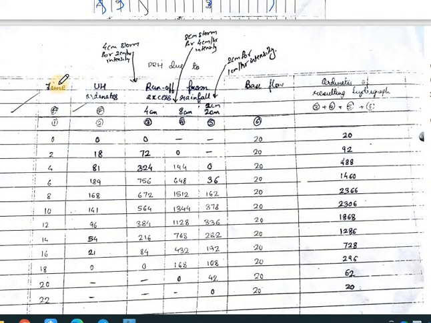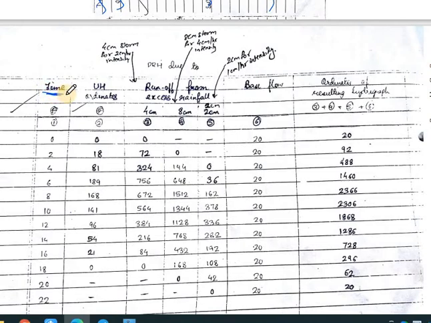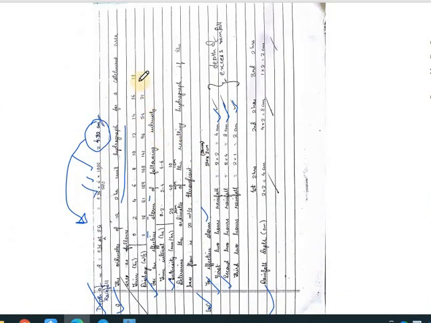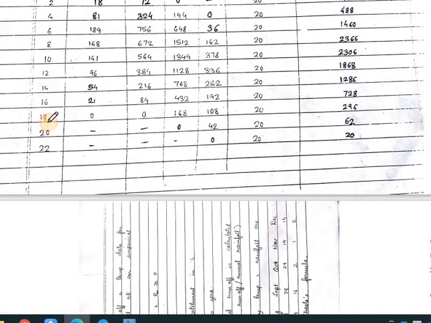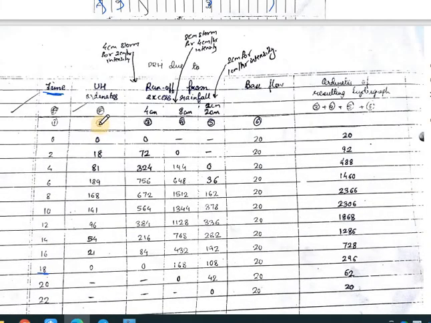Now I think it is clear. See over here, the first column which we are taking is the time, in which we are taking the intervals: 0, 2, 4, 6, 8, 10, 12, 14, 16, and 18. This was the value which was given in your question, till 18. So first you write till 18 only. After that write all the discharge values, that is 0, 18, 81, 189, 168, 141, 96, 54, 21, and 0.